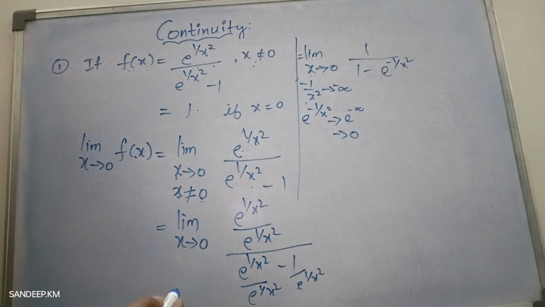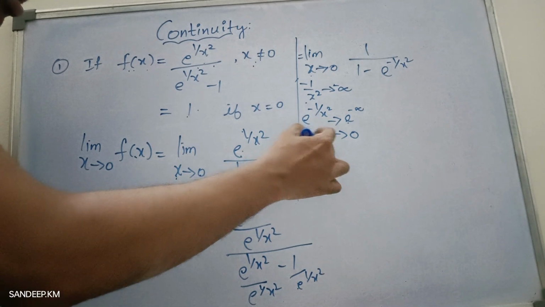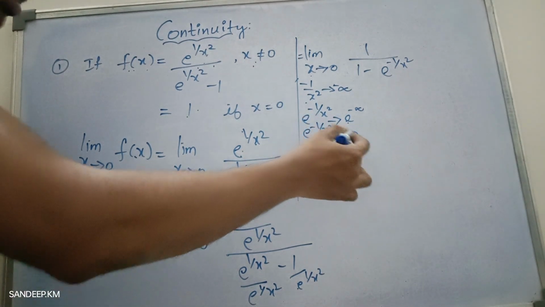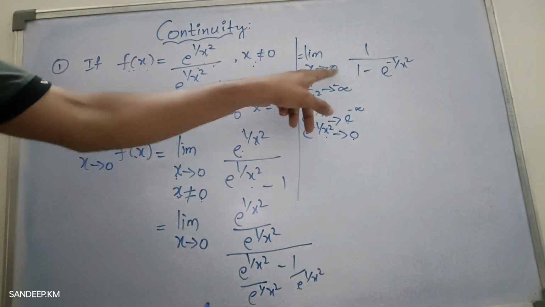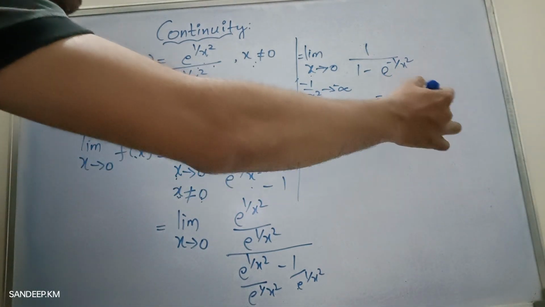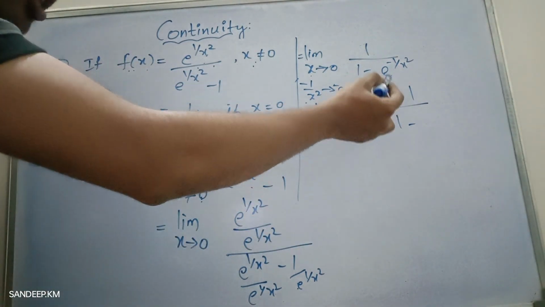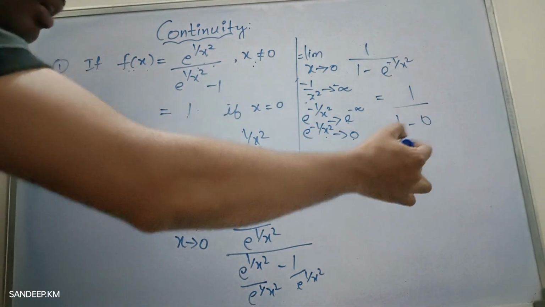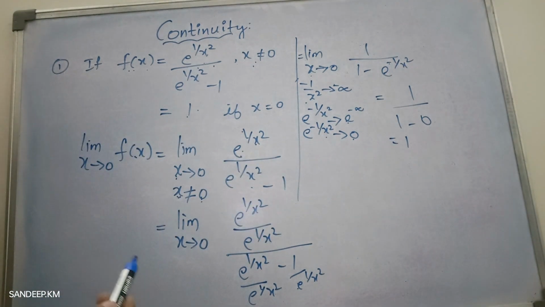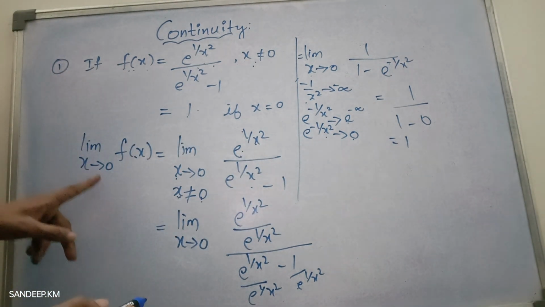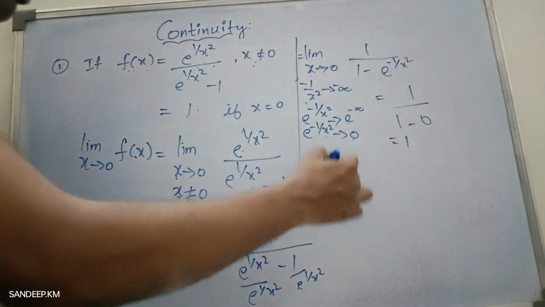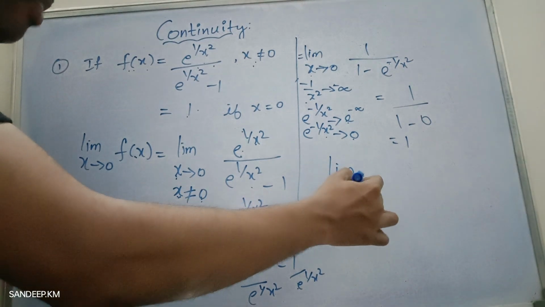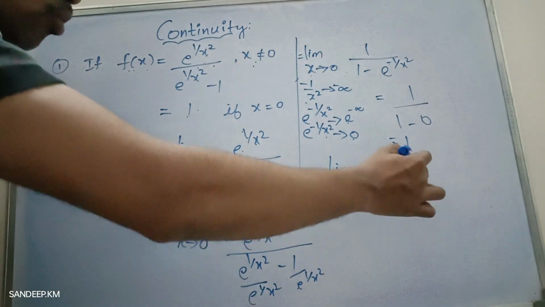Already we have discussed it in our previous videos. Therefore, dear students, e power minus 1 by x square is approaching 0 if x is approaching 0. Now you can directly substitute that value, 1 divided by 1 minus e power minus infinity, which is 0. So the answer is 1. The limiting value of the function is equal to 1.